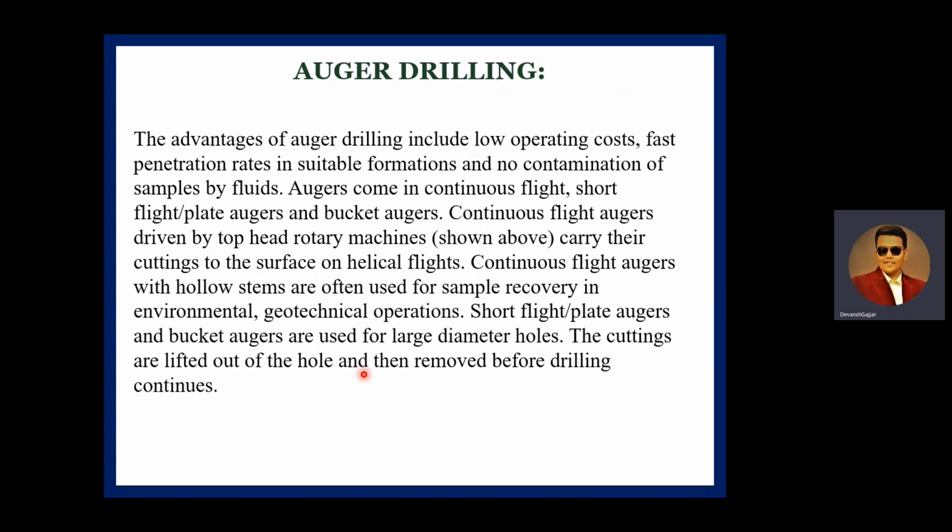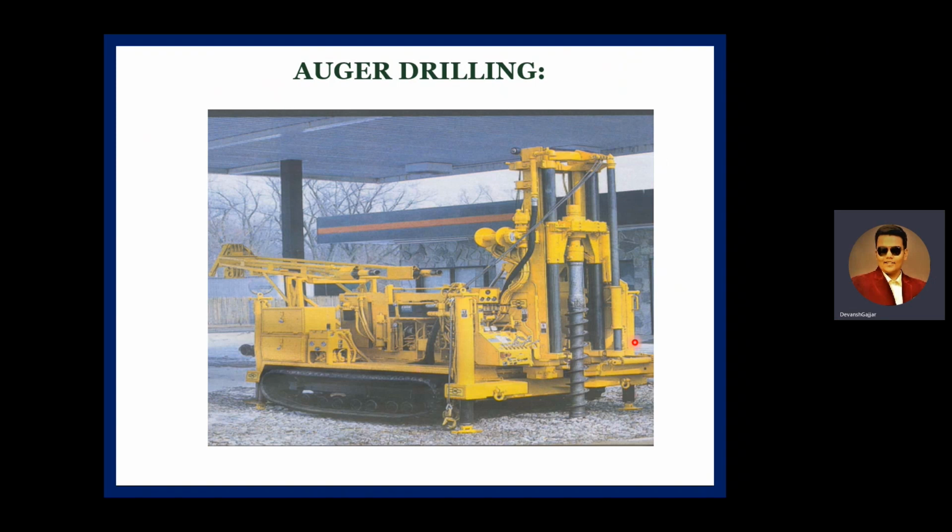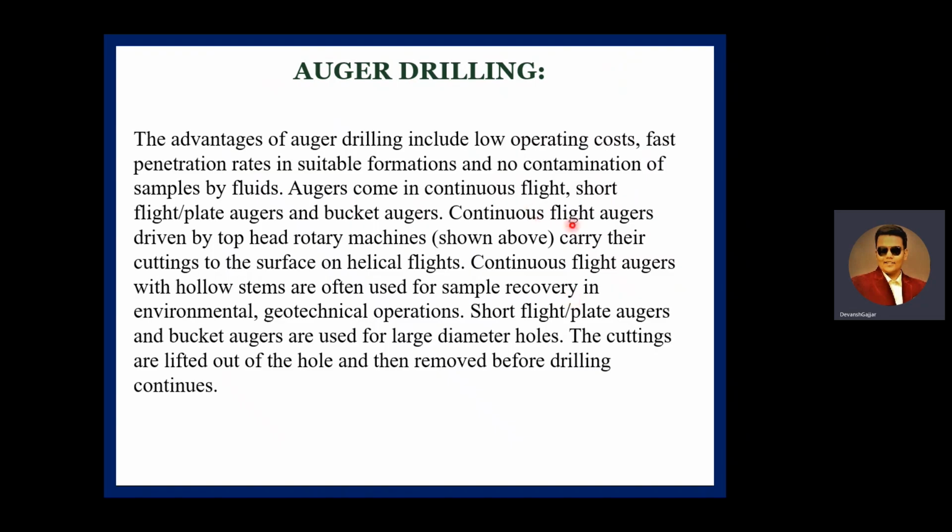Augers come as continuous flight, short flight, flat augers, and bucket augers. Mostly the bucket augers are used today. Continuous flight augers are driven by a top head rotary machine and carry the cuttings to the surface on helical flights. The continuous flight augers allow samples and are often used for sample recovery in environmental and geotechnical operations. The helical strips you see here are basically augers. So augers are basically of three different types: continuous flight, short flight, and bucket auger.